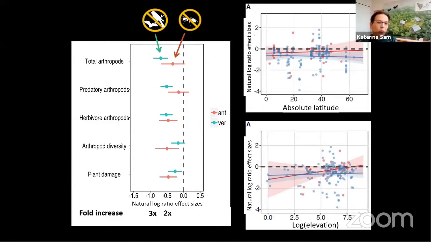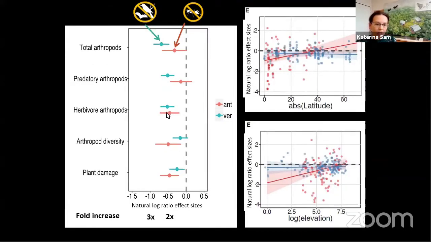Or it can be simply an artifact of the method, because by the methods with which you are removing the ants, you are actually also removing the predators. Along the latitudinal and elevational gradient, we didn't find any strong pattern, but when we look a little bit further down the graph to the plant damage, we saw that the exclosure of the vertebrates actually resulted in a rather weak cascading effect and didn't lead to a big change in the plant damage.